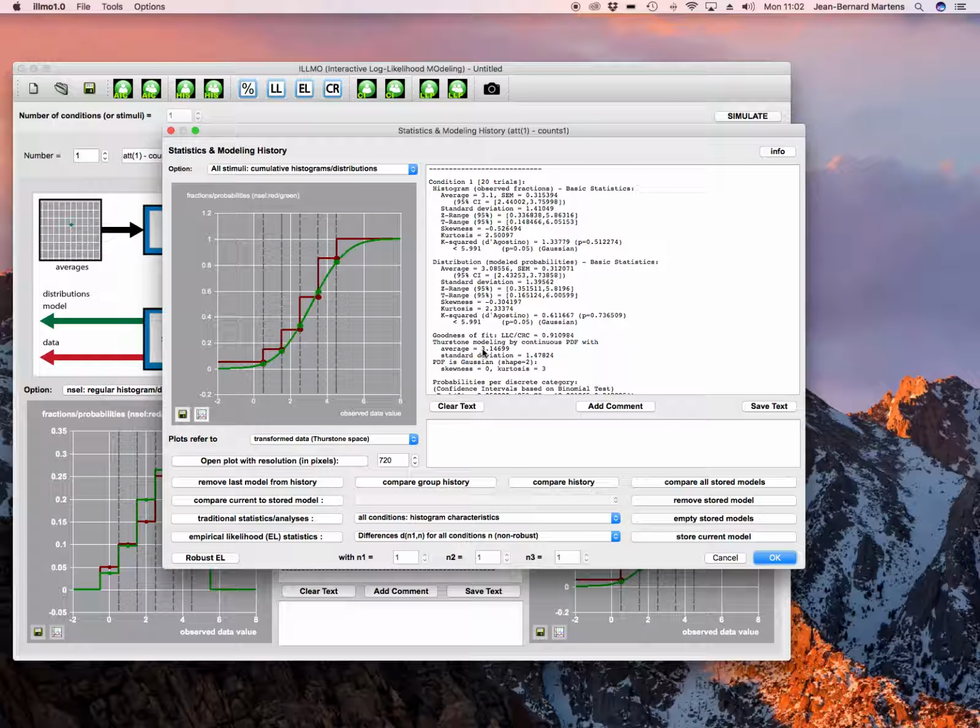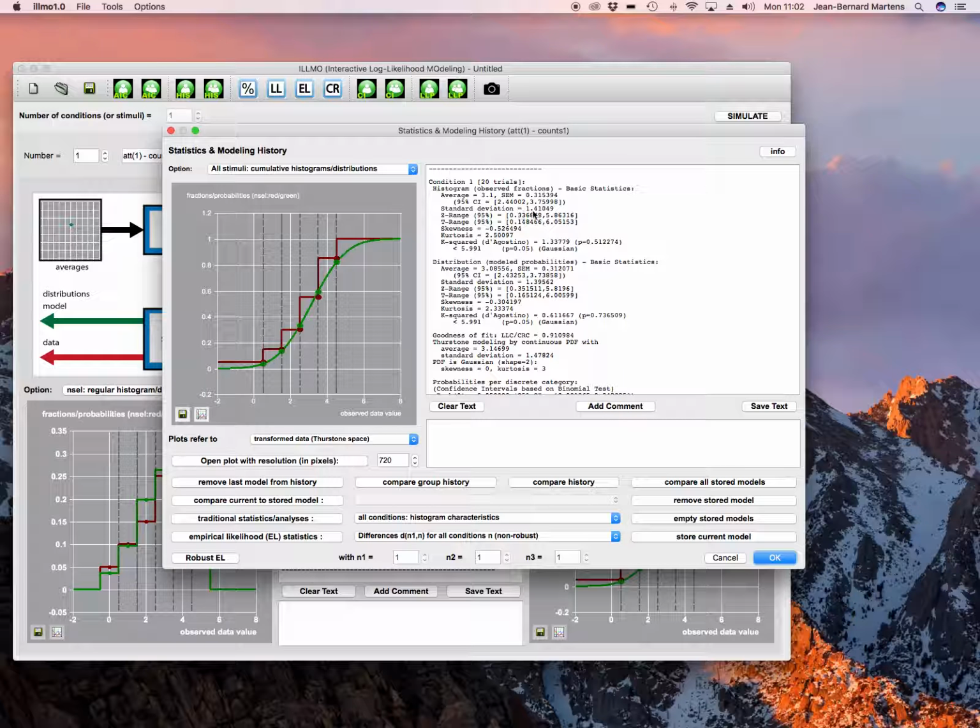But we notice that the average being used of 3.14 is slightly different from the average for the histogram, as is the case for the standard deviation, and this is partly because the Thurston modeling that we use also takes into account the discrete nature of the data.